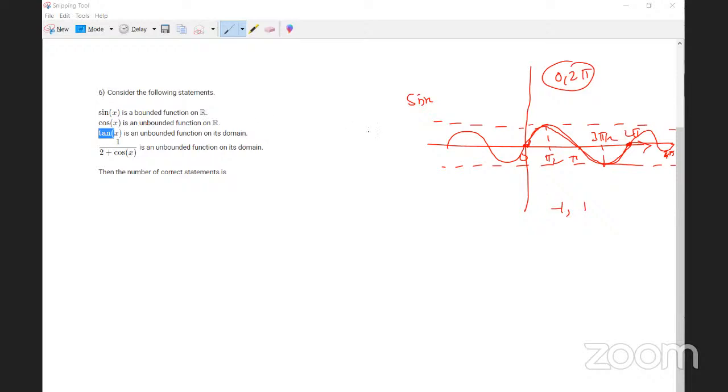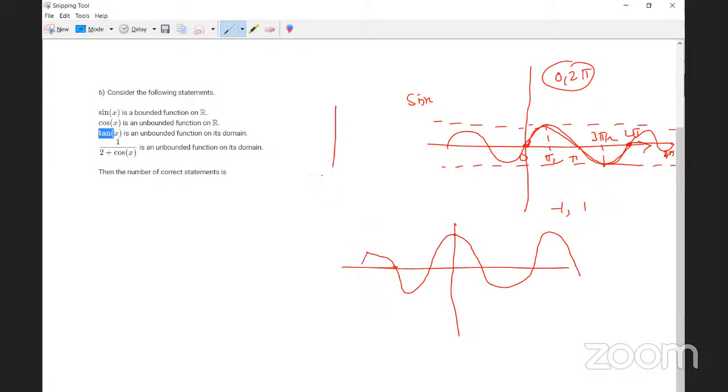So sin x is a bounded function, right? Similarly for cos x also, right? Yes, sir. The cos x graph will look like this. It will start from here, then pi by 2, pi, 3 pi by 2. So it is also bounded. Now what about tan x? It looks like this, right? It doesn't have any upper limit or lower limit. It is not bounded. Unbounded. So this one is correct, this one is not correct, this one is unbounded.